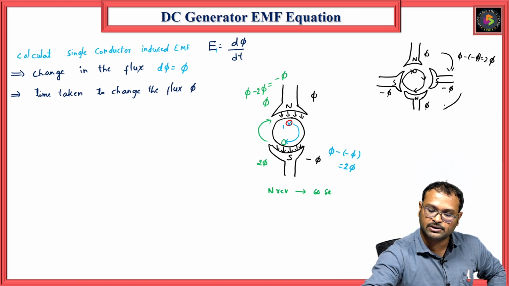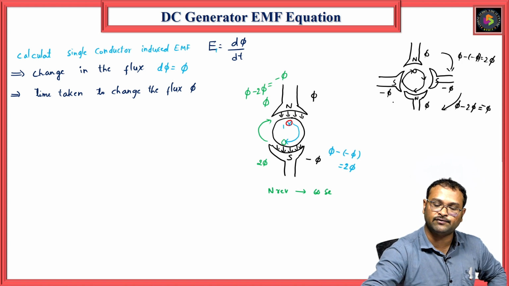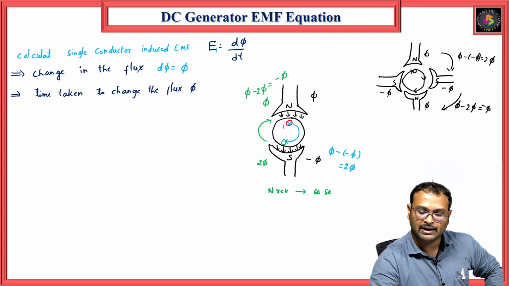Again it will come from this place to this place. Phi minus 2 phi, that is equal to minus phi. Again it will change the flux. Again it will go from the minus phi.